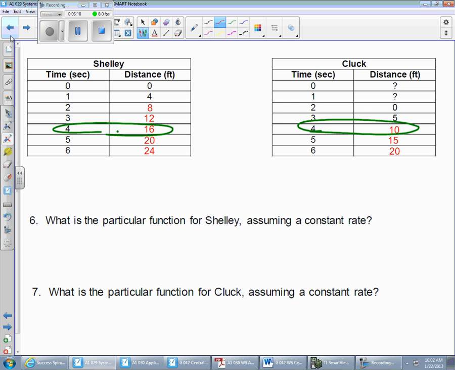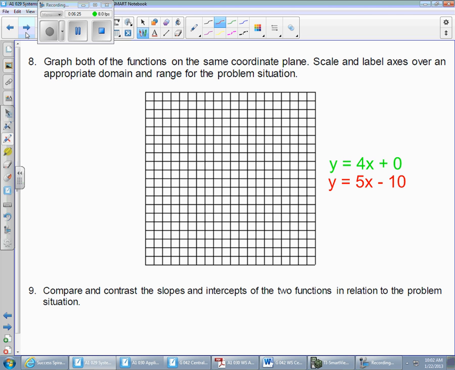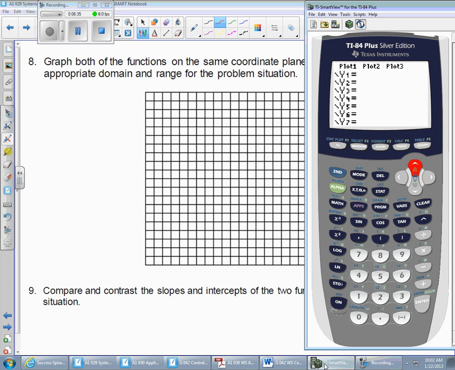Okay, and guys, if you know an equation for your lines, like we figured out these equations back here, y equals 4x plus 0 and y equals 5x minus 10, can you put them in your calculator and use the chart in the calculator to find any points you could ever need? Like what if they asked what happens after 192 seconds? Well, that might take forever to graph or to fill out a chart.